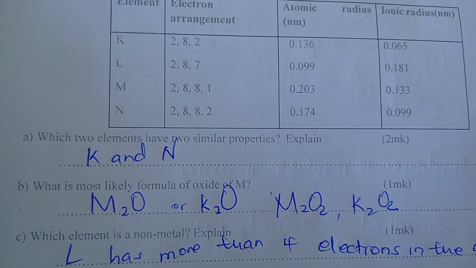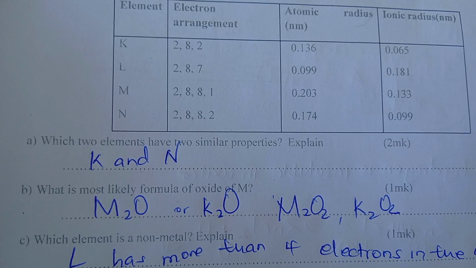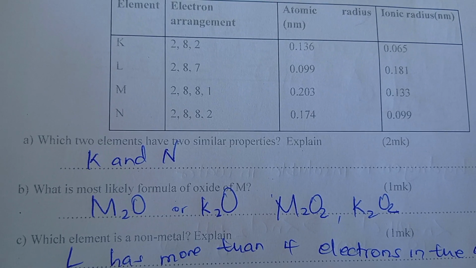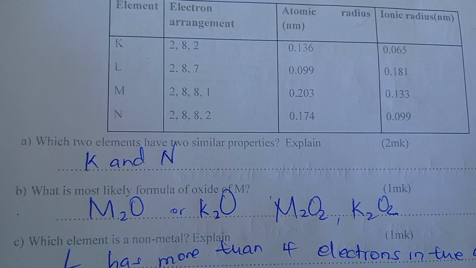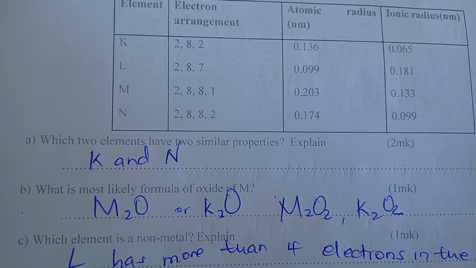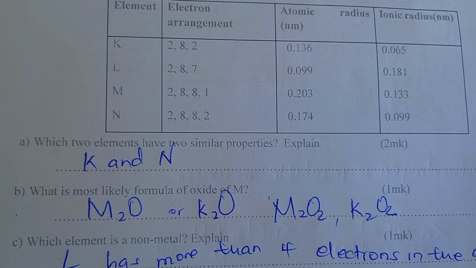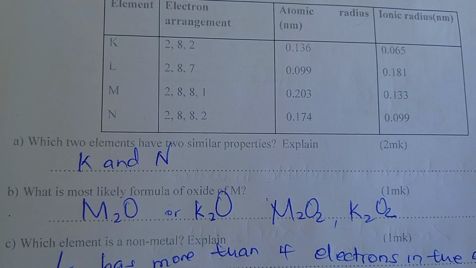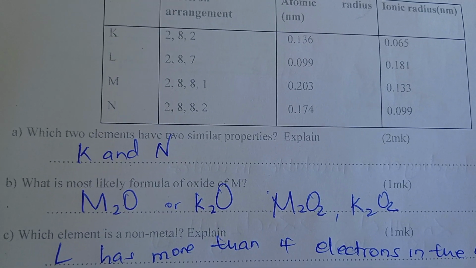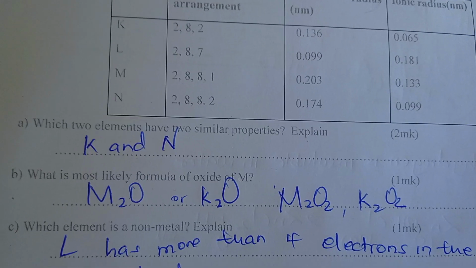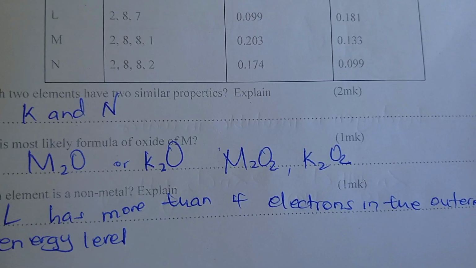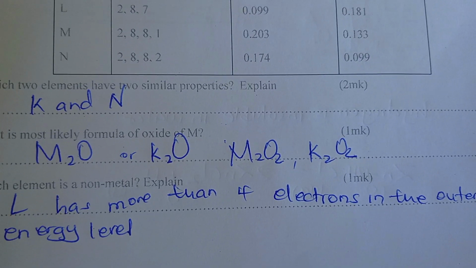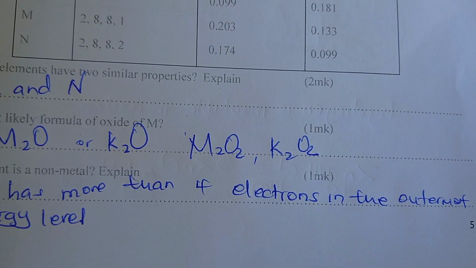What is the most likely formula of oxide of M? M has 1 electron in its outermost energy level, so it will form M2O. Yes, if you think you write it according to its atomic number, it is K2O. Which element is a non-metal? That is L, because it has more than 4 electrons in its outermost energy level.